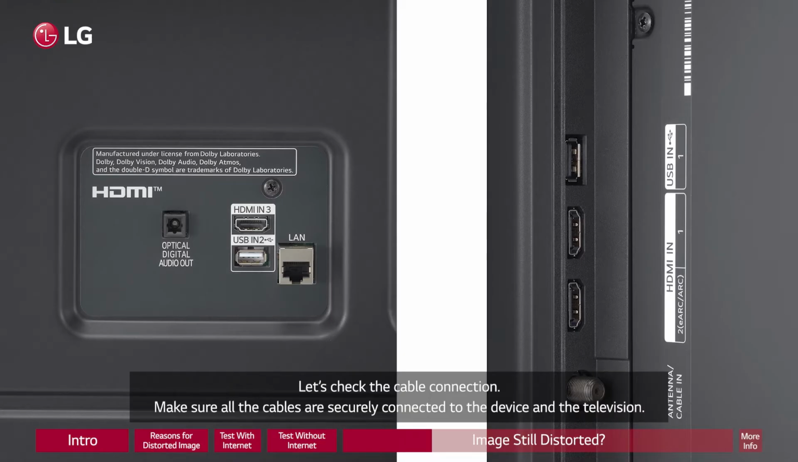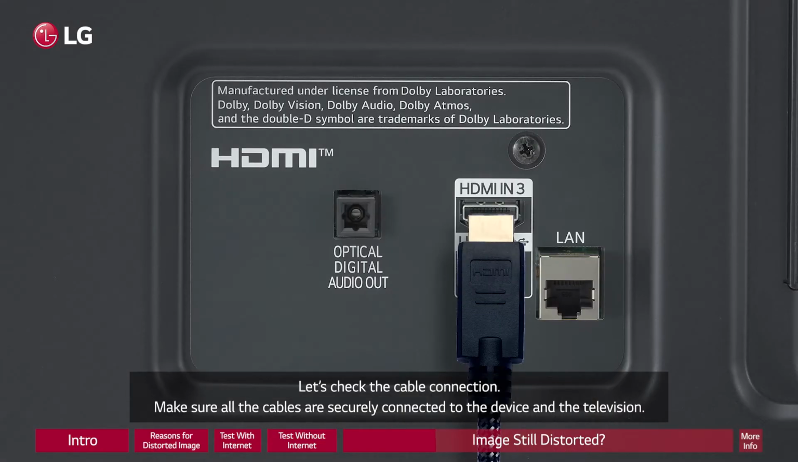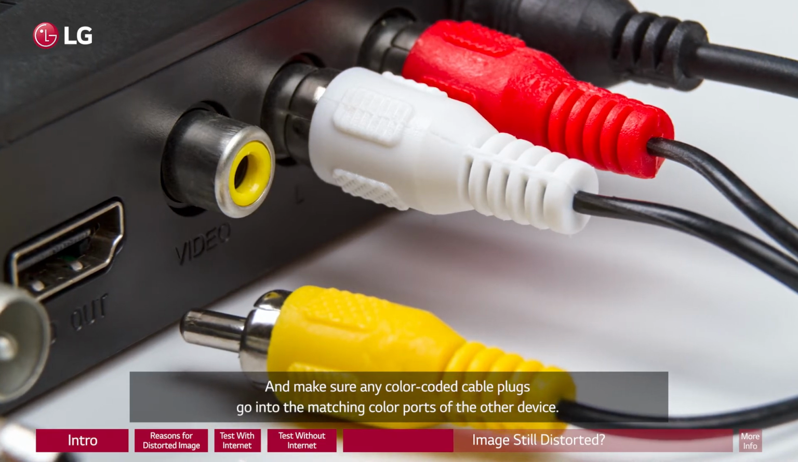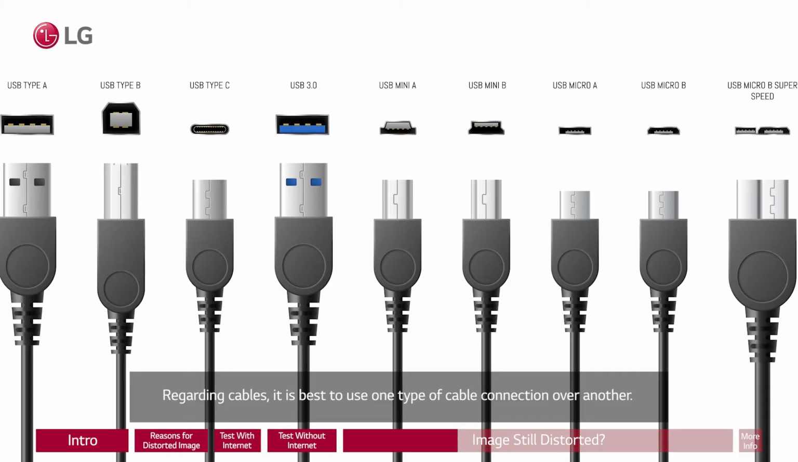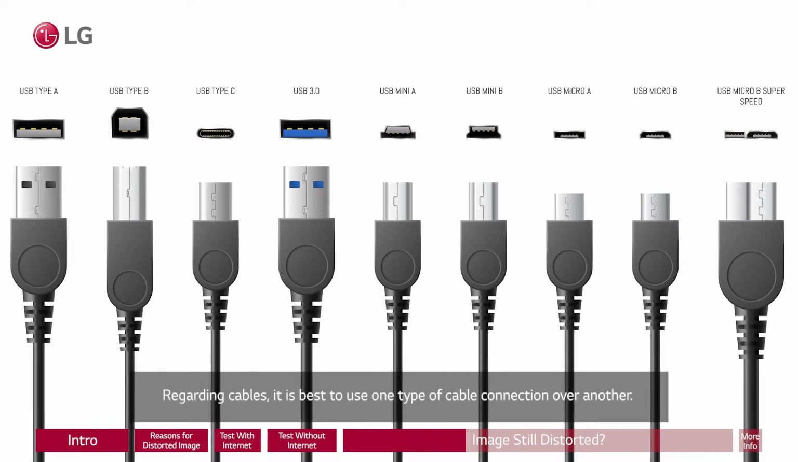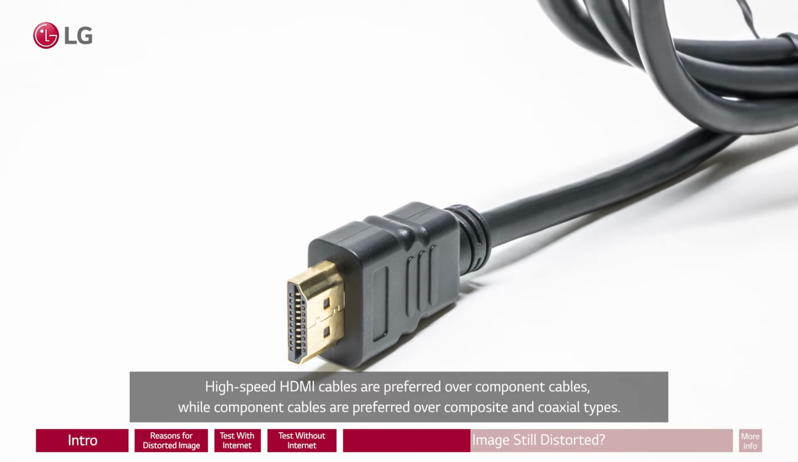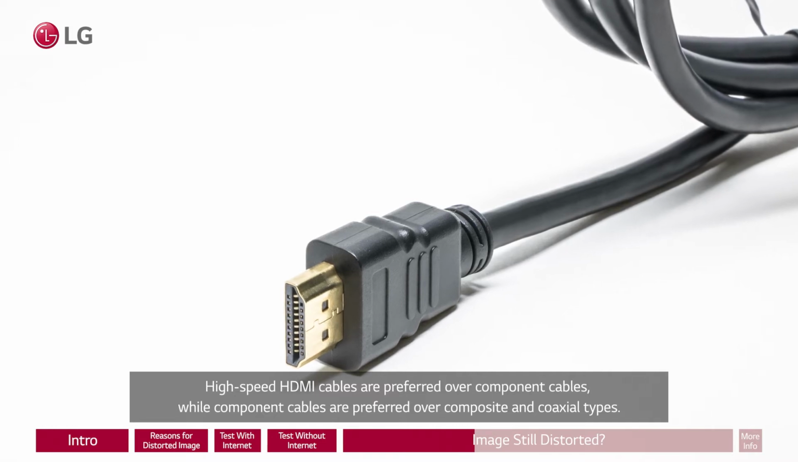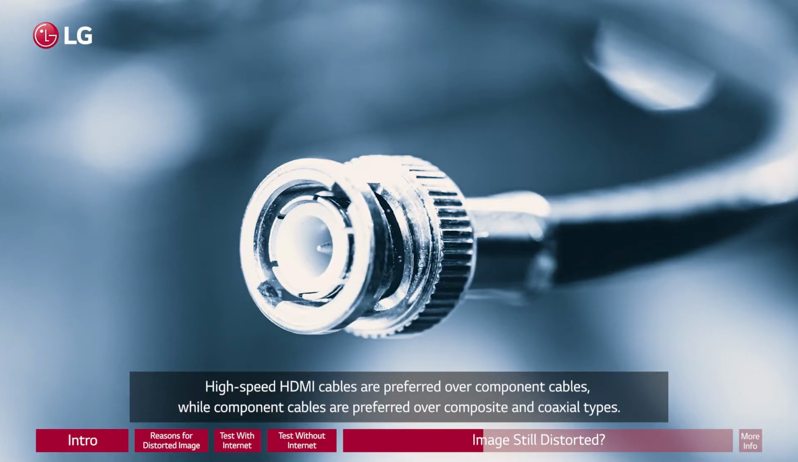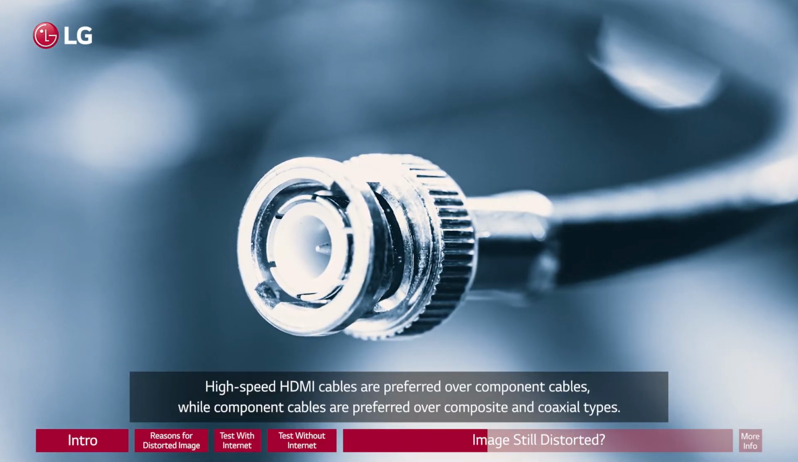Let's check the cable connection. Make sure all the cables are securely connected to the device and the television. And make sure any color-coded cable plugs go into the matching color ports of the other device. Regarding cables, it is best to use one type of cable connection over another. High-speed HDMI cables are preferred over component cables, while component cables are preferred over composite and coaxial types.